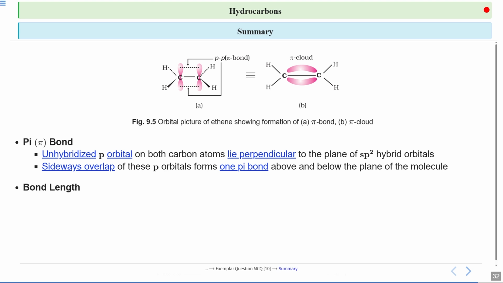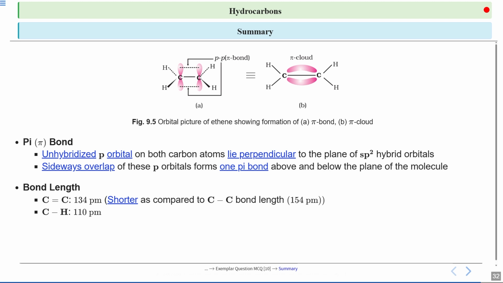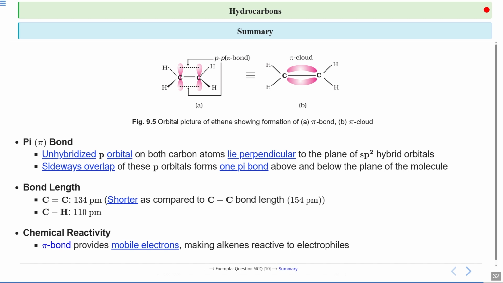What about the bond length? The bond length is less, which is 134 picometer, as compared to the single carbon-carbon bond, and the CH bond length is 110 picometer. What about the chemical reactivity? The chemical reactivity of alkene is more.